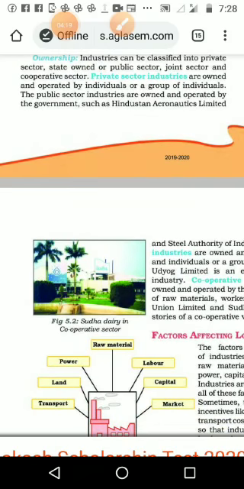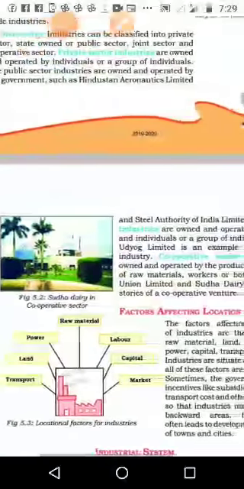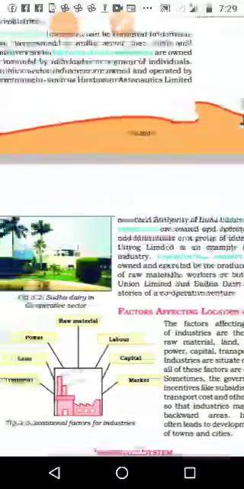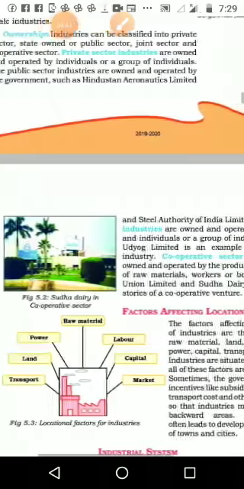Public sector industries are owned and operated by the government, such as Hindustan Aeronautics Limited and Steel Authority of India. This one, public sector, is not given in bold, so you can underline it with a color pencil. Public sector industries are owned and operated by the government: the owner of that particular industry and the one managing it is the government.